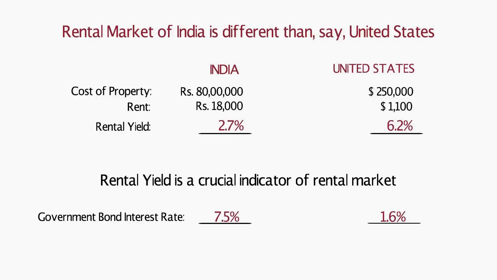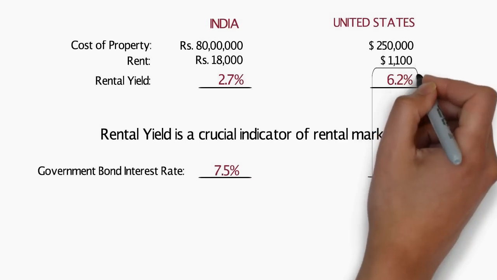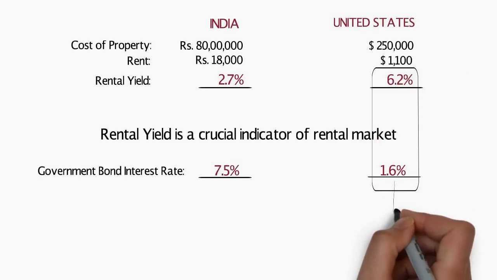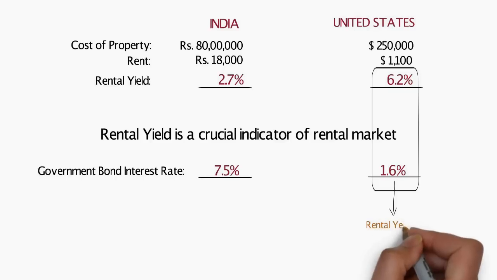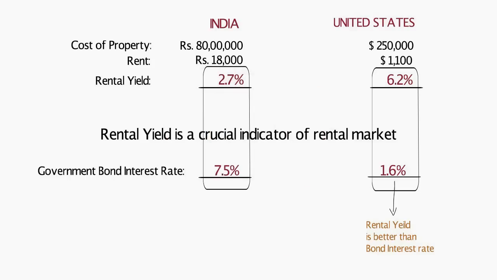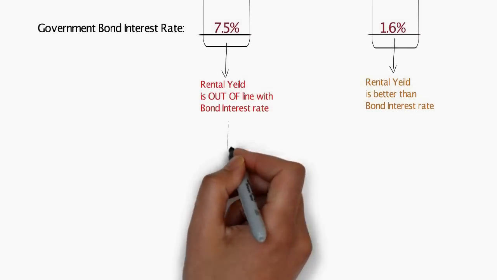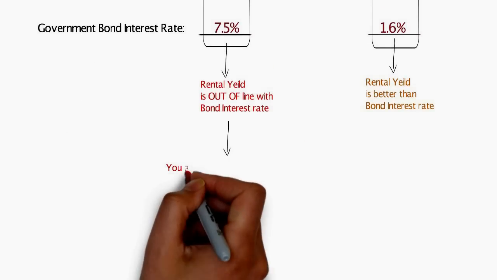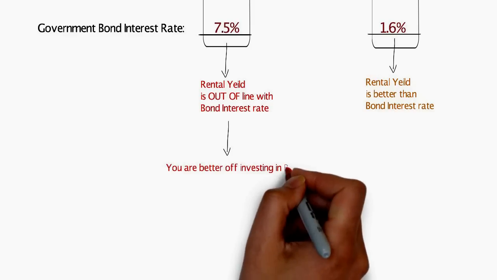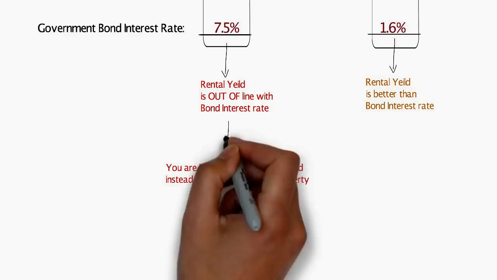We can very well see that in the case of the United States, the bonds which are paying a paltry 1.6% are quite easily outpaced by the rental yield one can get on a property. The same is not true with India, because the rental yield of about 2.7% is not at all comparable to 7.5%, which a guaranteed bond issued by the government can give. So essentially what it tells you is that in India, you are better off investing in a bond and receiving a guaranteed interest of 7.5% instead of going for a rental yield, which stands nowhere close to it.